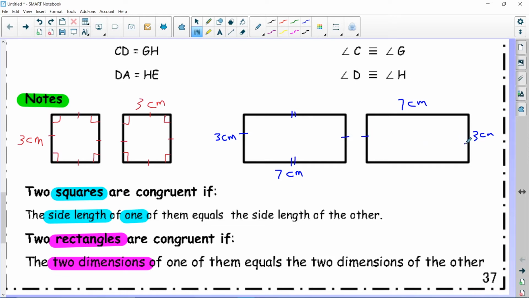Each two opposite sides in the rectangle are equal, and all the angles equal 90 degrees.